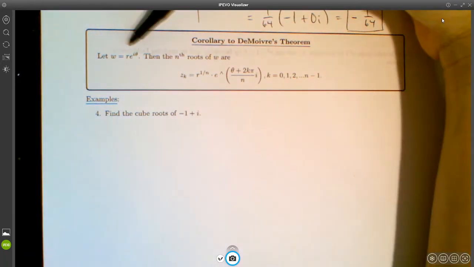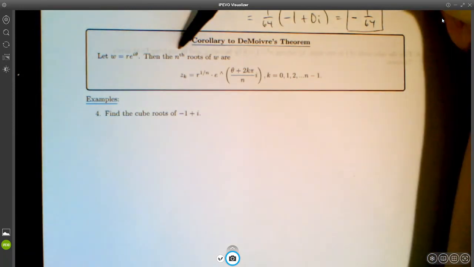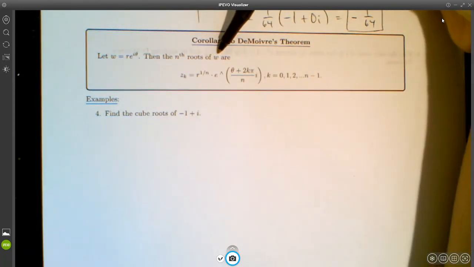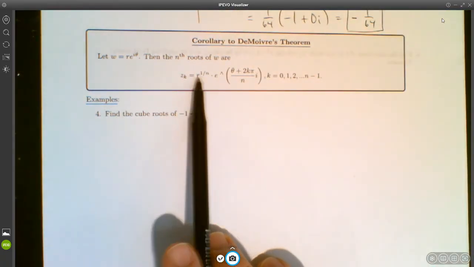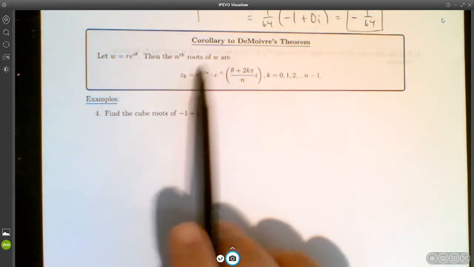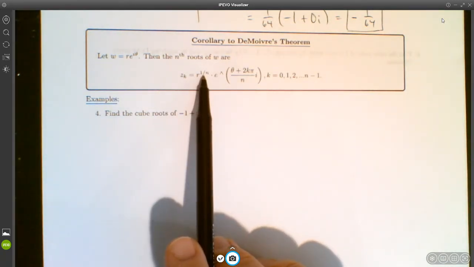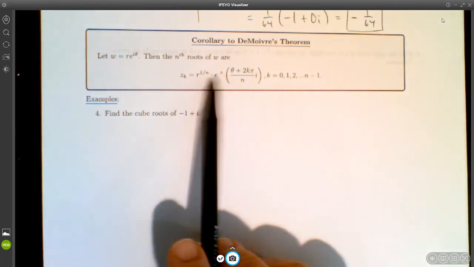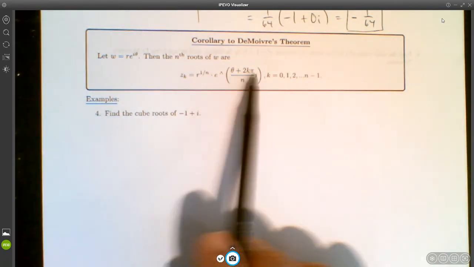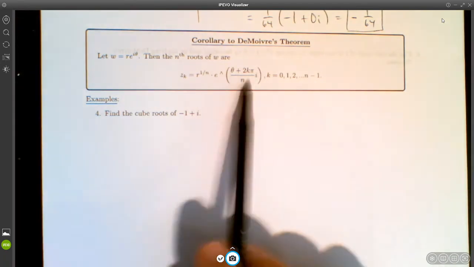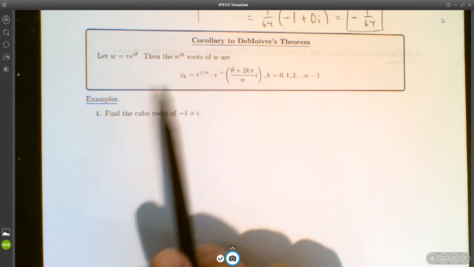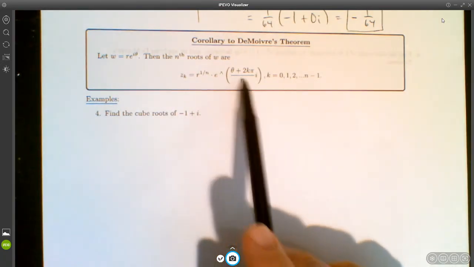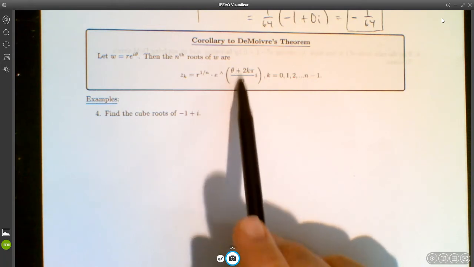So let's suppose that you have some complex number r e to the i theta. The nth roots of this complex number, w, are given by r to the 1 over n. Right? That makes sense if we're taking nth roots. That's the same as raising stuff to the 1 over n power. Times e to the power of theta plus 2k pi over n i. Now again, it makes sense that we're dividing by n, right? Because if we're taking the nth root, that's the same thing as raising something to the 1 over n power. So you're going to get an n in your denominator here.